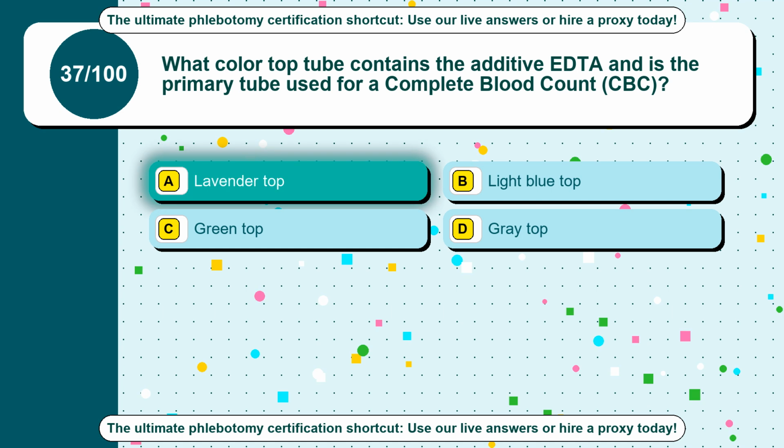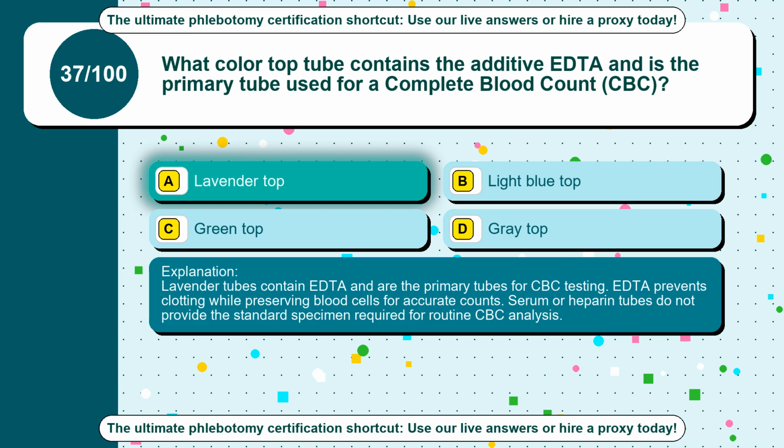Lavender top. Lavender tubes contain EDTA and are the primary tubes for CBC testing. EDTA prevents clotting while preserving blood cells for accurate counts. Serum or heparin tubes do not provide the standard specimen required for routine CBC analysis.